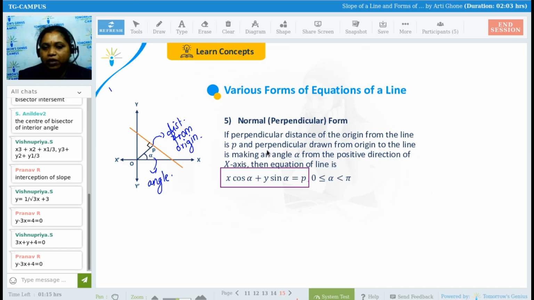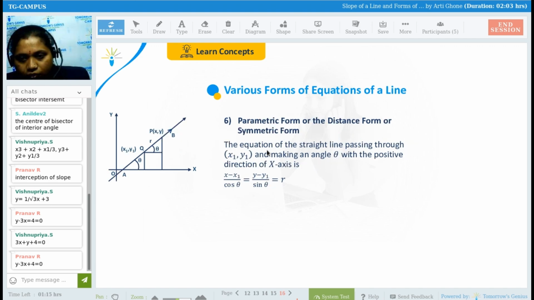Normal form is a hybrid variety. There, knowledge of trigonometric functions is required, because it holds trigonometry. Now, parametric form, it's again with the parameter theta. See, the equation of a line passing through the point x1, y1, and note that theta is not a slope, making an angle theta with the positive direction of the x-axis.